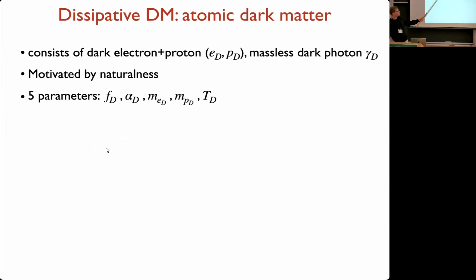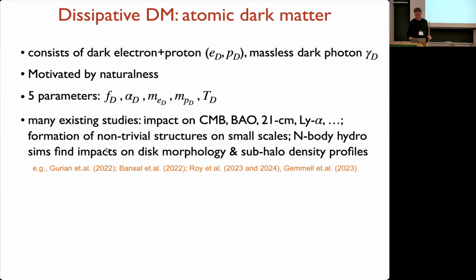There are 5 parameters: the fraction of atomic dark matter to the total dark matter, the fine structure constant of the dark sector, the dark electron mass and the dark proton mass, and then some temperature in the dark sector, or Xc, depending on how you want to parameterize this. And there have been many existing studies, and we had a nice talk earlier today by Caleb about this.